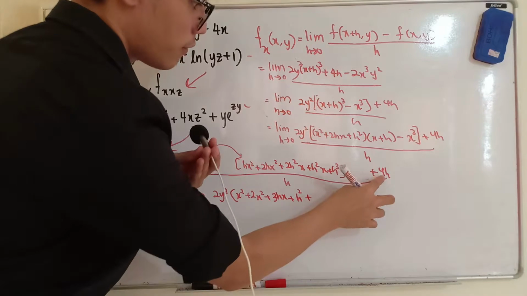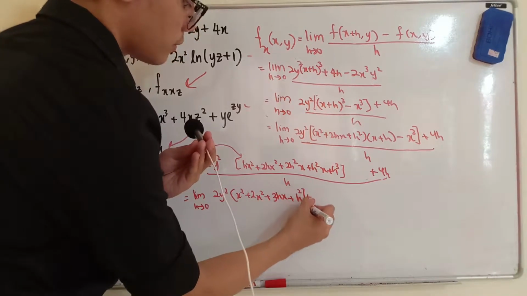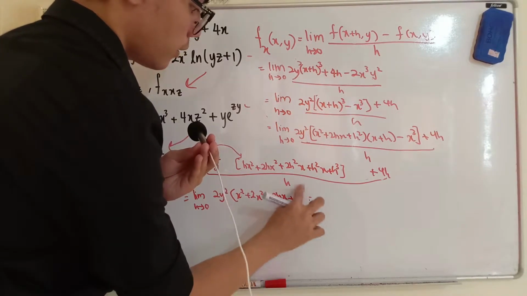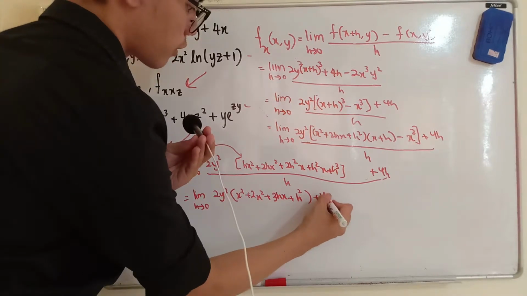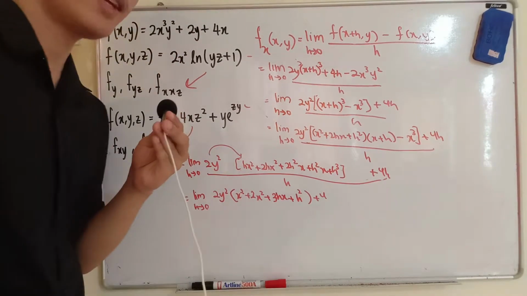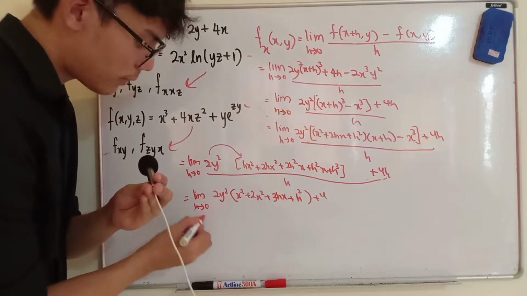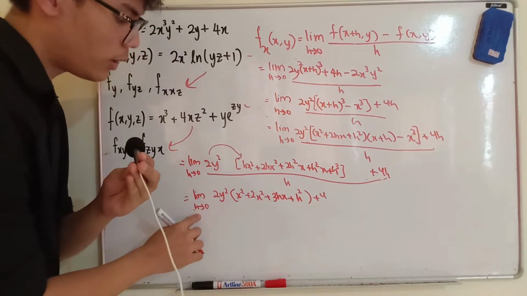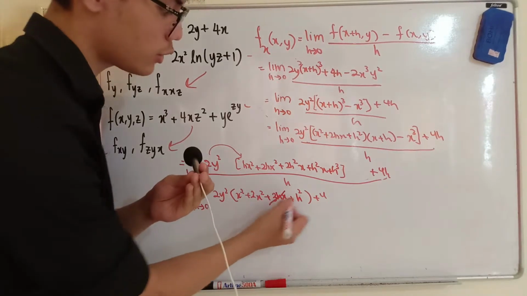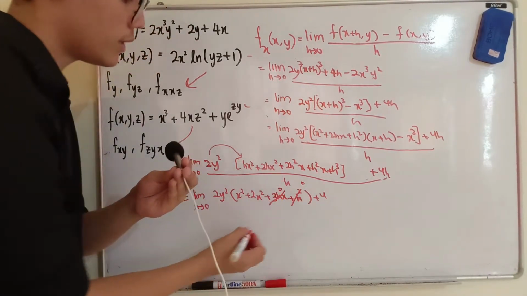And then 4 divided by h, here in the bracket, going to be 4. So now we don't have h already. Once we don't have h, what we're going to do is just sub h equal to 0 inside here. When you sub h equal to 0, your h is going to disappear, going to be 0.